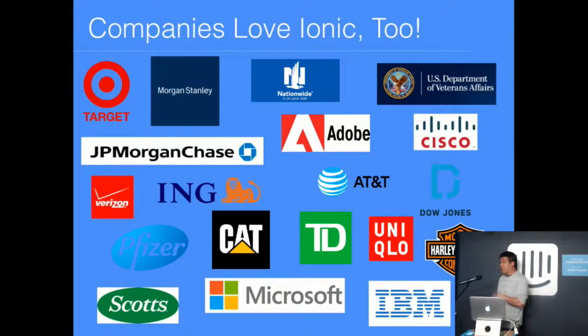Companies, like I said, are also really into Ionic. Both Ionic 1 and Ionic 2 have been used very extensively for both internal and external apps by really major companies. The only reason I show this slide is just to give you the sense that the framework is very mature, right? And it is used at enterprise scale. So it can really do all the things that you want it to do with a lot of users.